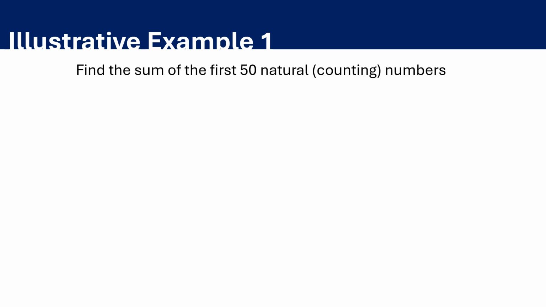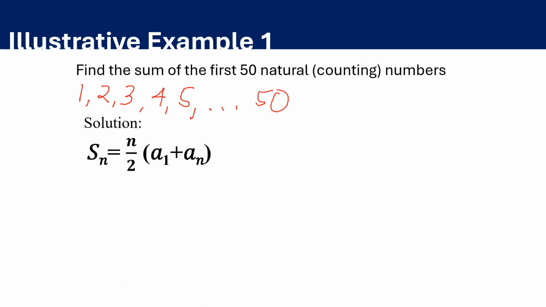Now let's deep dive into our first example. Find the sum of the first 50 counting numbers or natural numbers. When we say natural numbers, these are your counting numbers. So the arithmetic sequence will be 1, 2, 3, 4, 5, and so on. We know that we're going to end with 50 because we're asked to find the sum of the first 50 counting numbers. So how are we going to solve that?